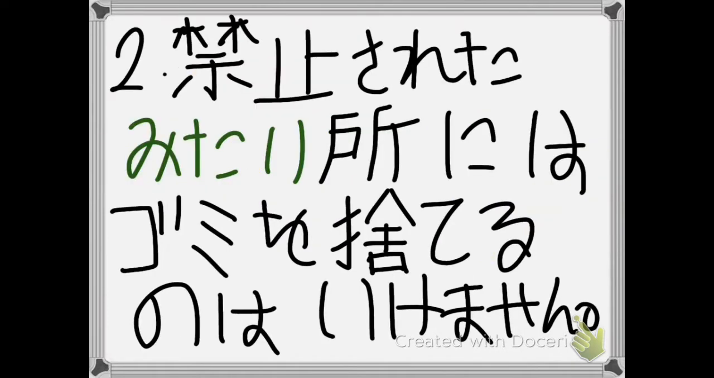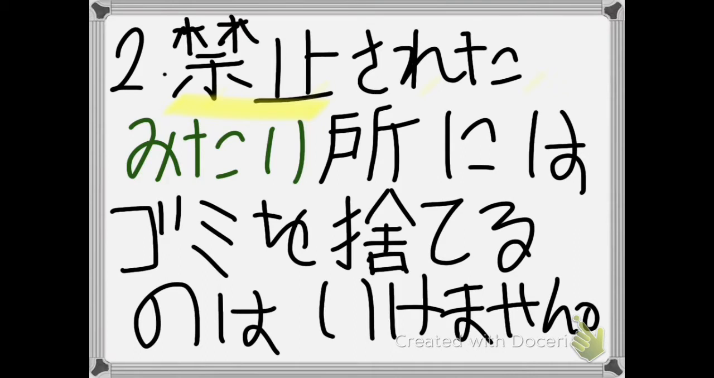The second example, kinshi sareta mitai tokoro ni wa gomi o suteru no wa ikemasen. Kinshi, prohibition, sareta, prohibited places. Prohibited mitai tokoro, places that look like they are prohibited. Tokoro ni wa, in those places. Gomi o suteru no wa ikemasen. You are not allowed to throw waste or throw garbage.